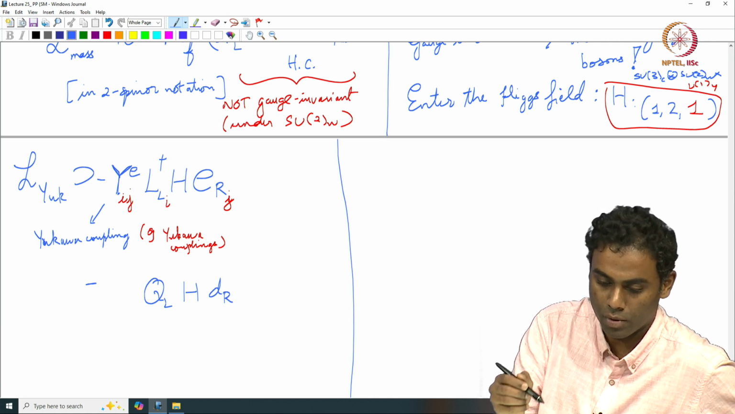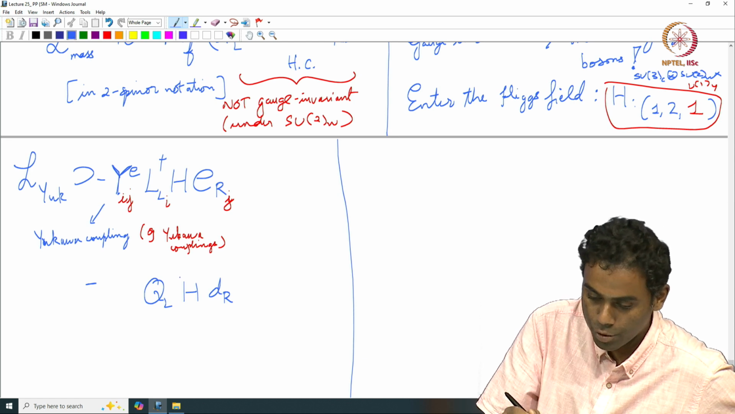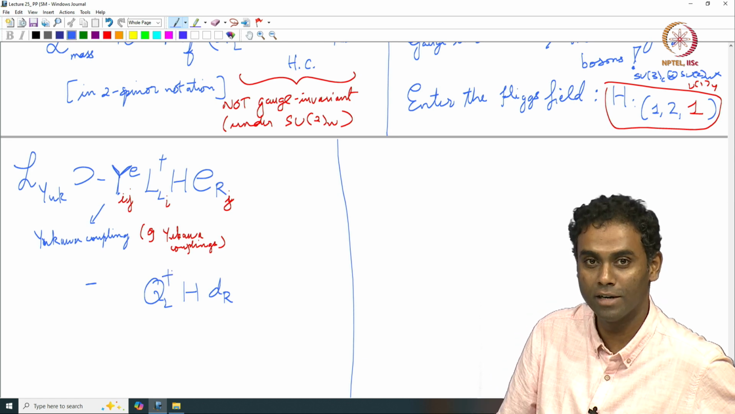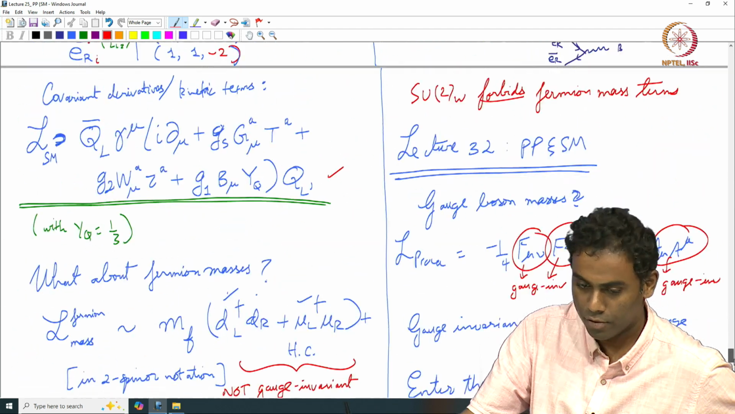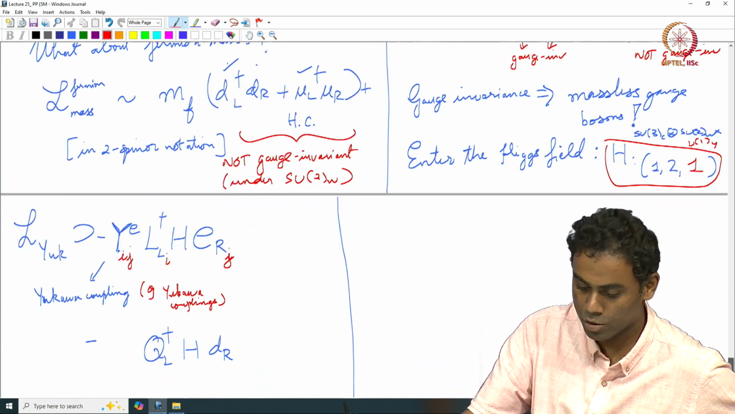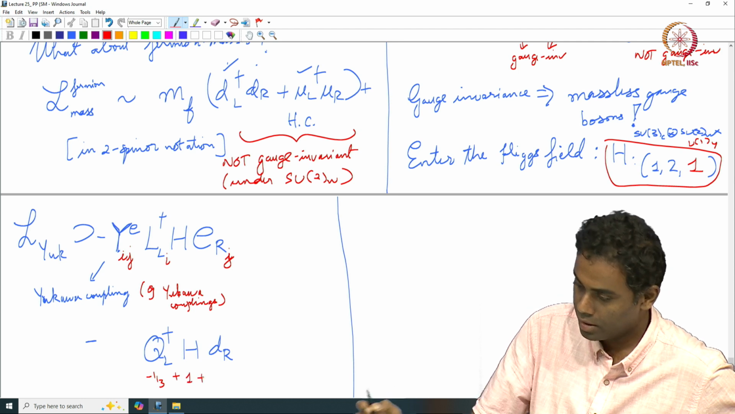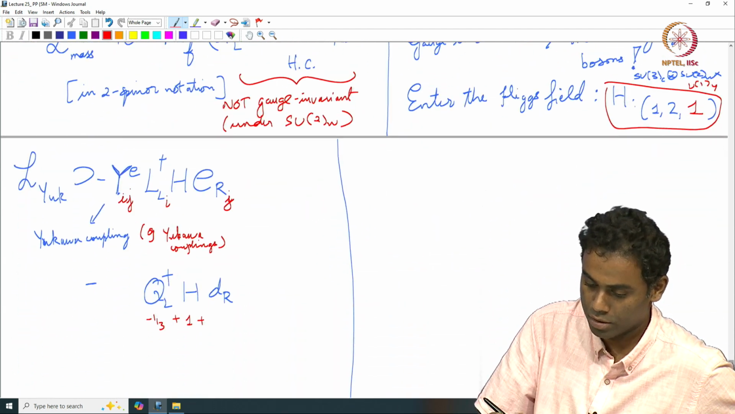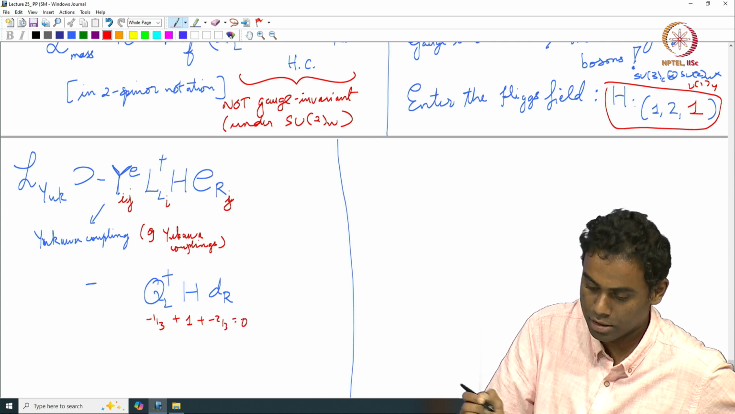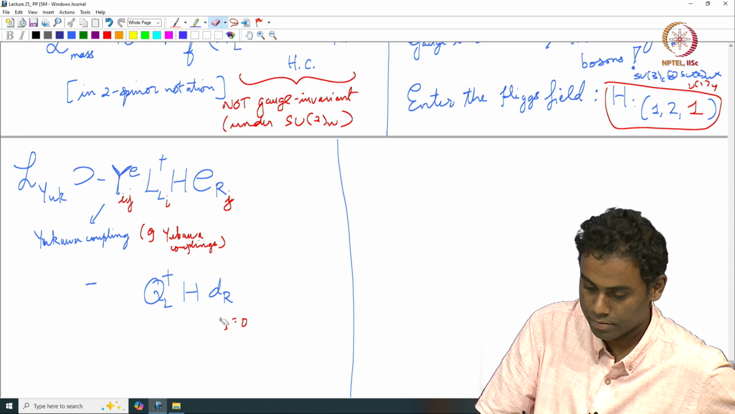Okay. So, once again I am going to write down the hypercharge. Of course, this is the QL dagger, most important, right? So, I am going to write down the hypercharge. For QL dagger, it is minus 1/3. For the Higgs, it is 1. For DR, it is what? It is minus 2/3, and that is 0. Good. So, that checked out.